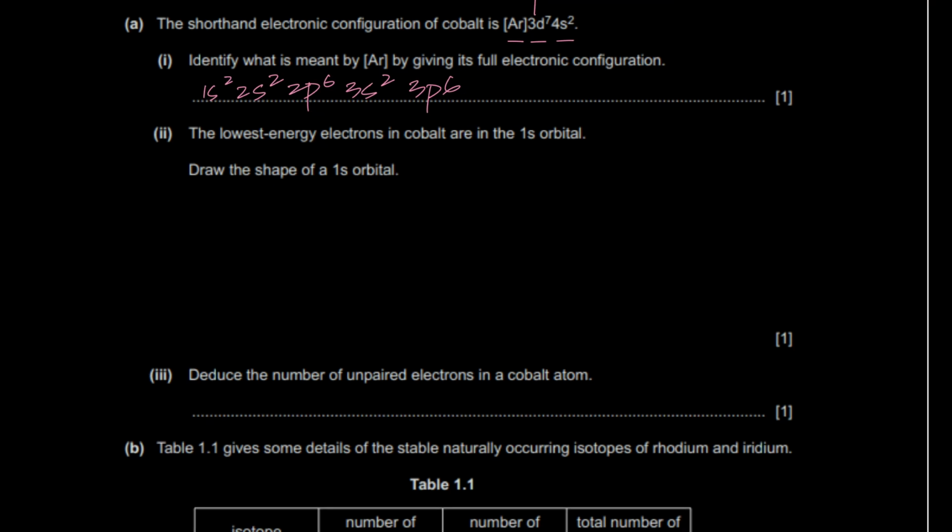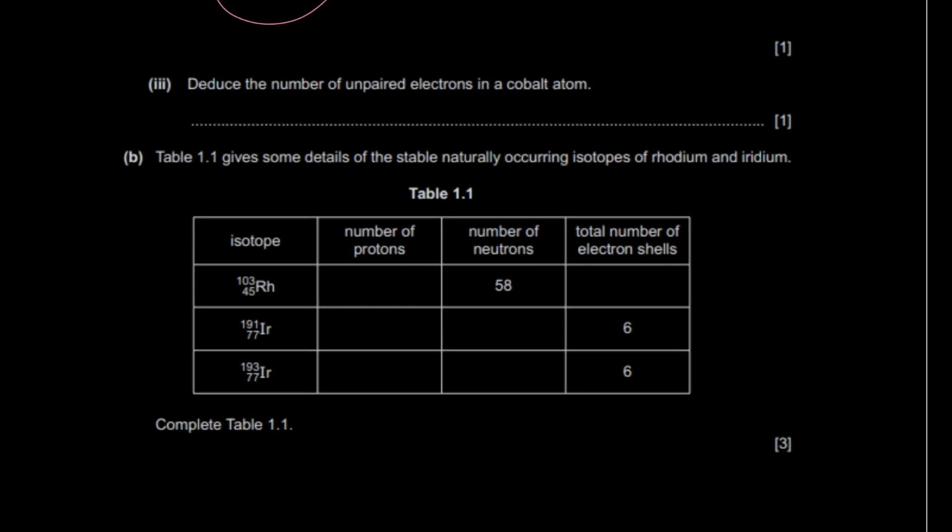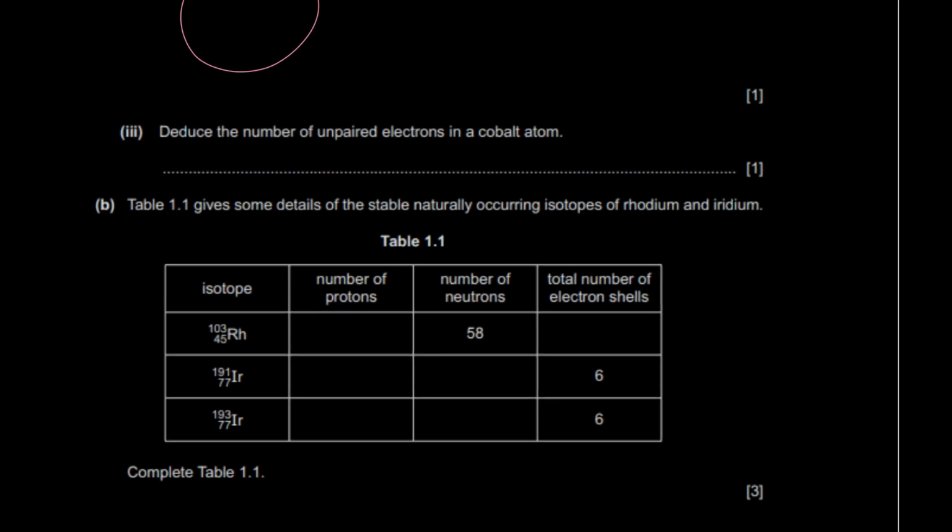The lowest energy electrons in cobalt are in the 1s orbital. Draw the shape of the 1s orbital. You're not required to draw a 3D diagram for it. So how would the 1s orbital look in 2D? It would just look like a circle. You don't have to draw the x-axis, the y-axis, the z-axis. Just draw the shape. That's a circle. Boom, another mark.